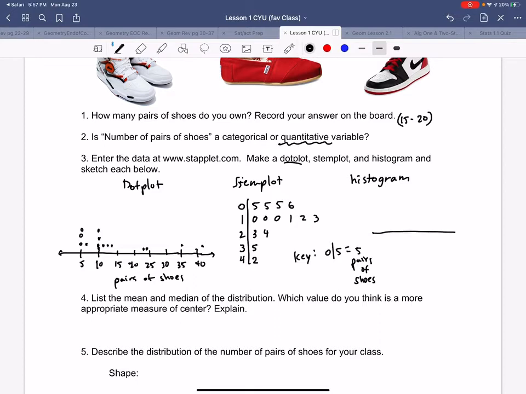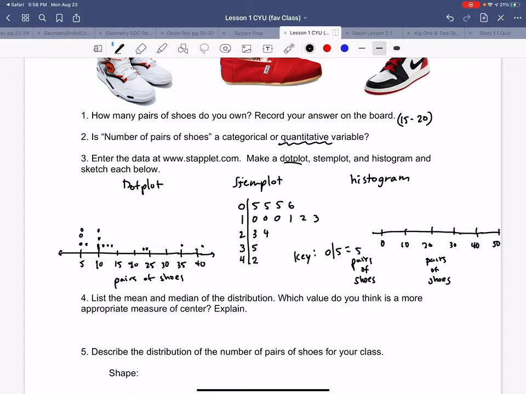Now my histogram, I want to show you something really interesting. My histogram would look like this. Do you notice how my stem plot actually lumps it in tens? So you may have had a histogram like this, or it may have different widths. That's totally okay if you didn't have a width of 10. Again, I'm just giving you some examples.